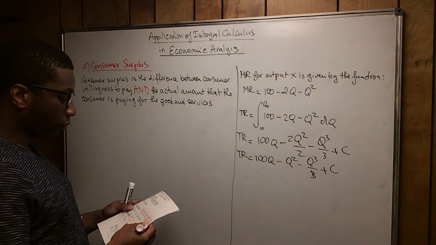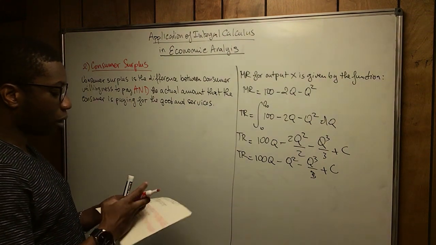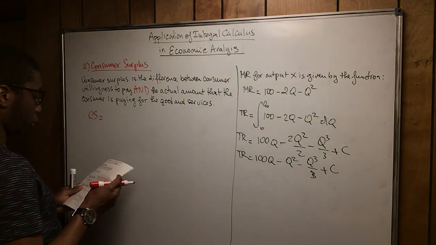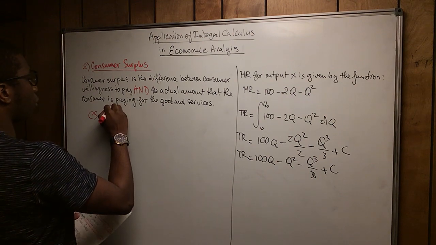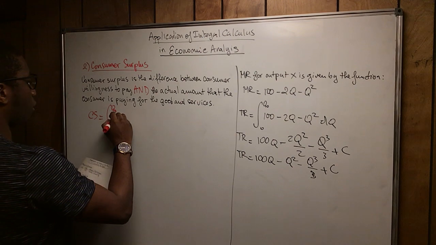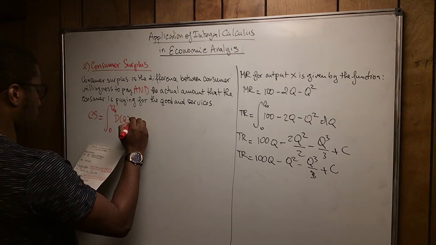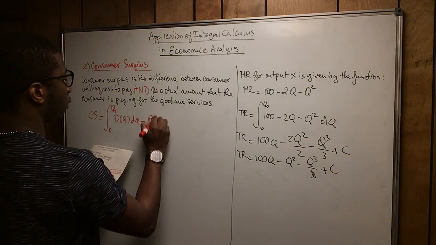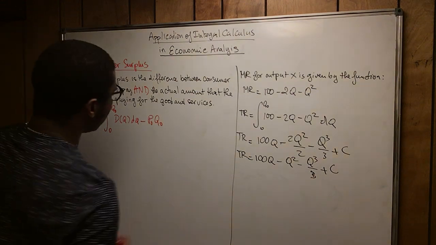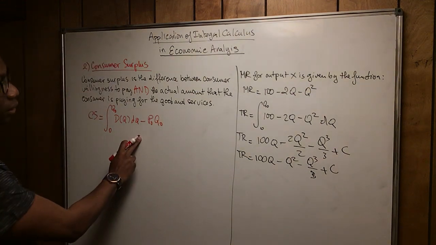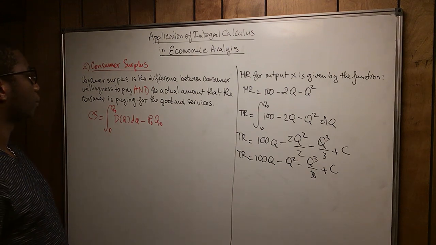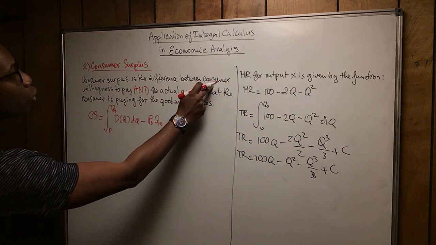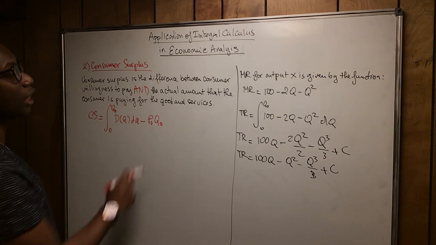And the formula for that is simply, so we're gonna write here CS equals the integration from 0 to Q0 of D(Q) minus P0 Q0. All right, so that's the formula for consumer surplus. It's basically the quantity demanded, what the consumer wants, minus what the consumer is actually paying for.